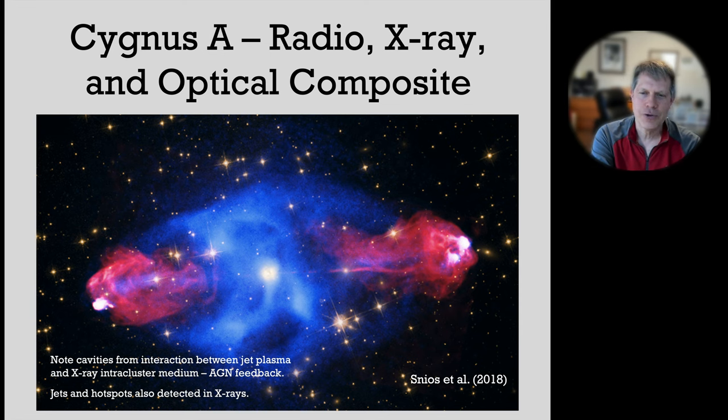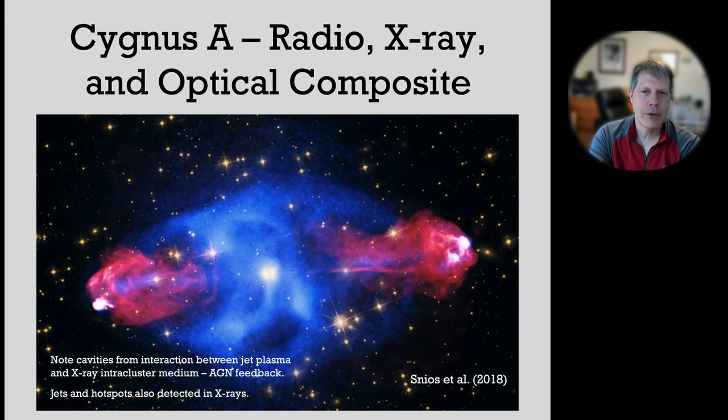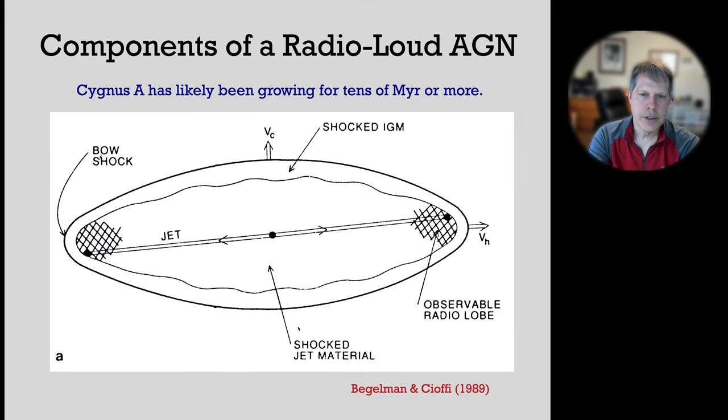I also now want to compare this image, which is very beautiful with a lot of recent data, with this old modeling effort from 1989, which looks like a sort of squashed football or a cigar or something like that. And you can see that they didn't do too badly predicting back in 1989 what the thing would be like. And there it is. Much of this emission you're seeing there is the shocked jet material and the shocked intergalactic medium.